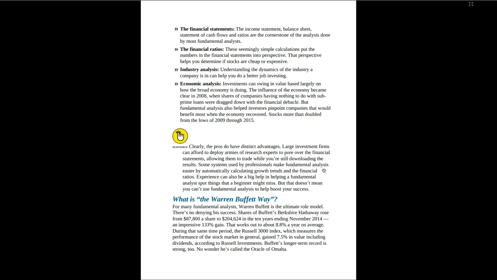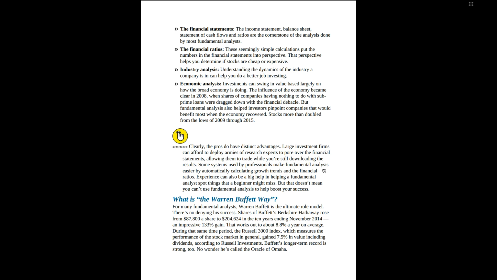Remember, clearly the pros do have distinct advantages. Large investment firms can afford to deploy armies of research experts to pore over the financial statements, allowing them to trade while you are still downloading the results. Some systems used by professionals make fundamental analysis easier by automatically calculating growth trends and the financial ratios.